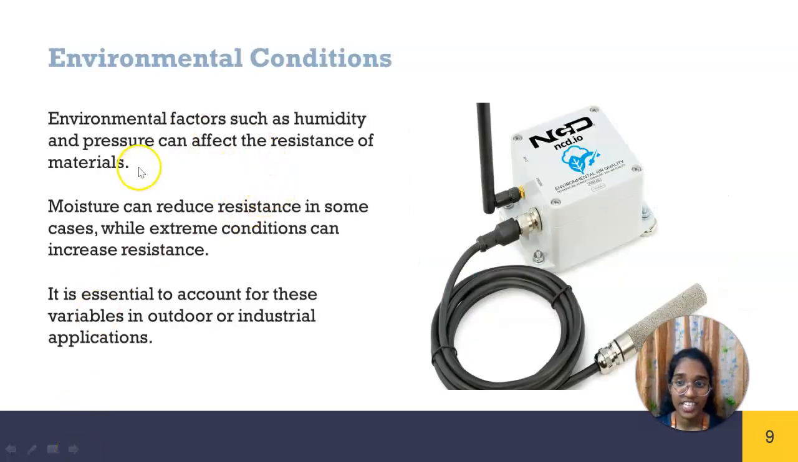Now, environmental conditions. Environmental factors such as humidity and pressure can also affect the resistance of materials. Moisture can reduce resistance in some cases, while extreme conditions can increase resistance. It is essential to account for these variables in outdoor or industrial applications.